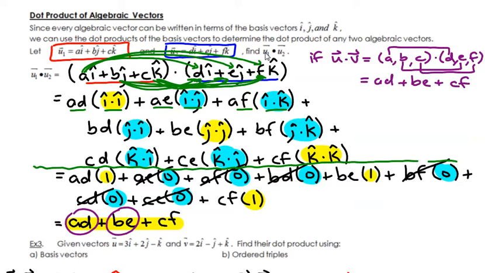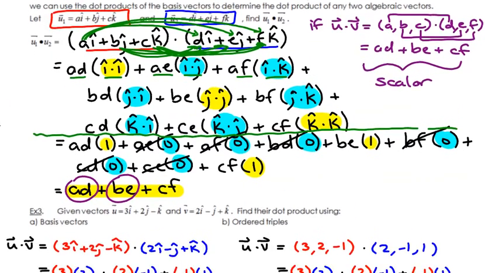Essentially, if you have everything in ordered triple notation, take each of the components, multiply them together, and then add all of them, and you'll get one scalar product. So this should not be a vector. It should be an actual number. It's going to give you a scalar.